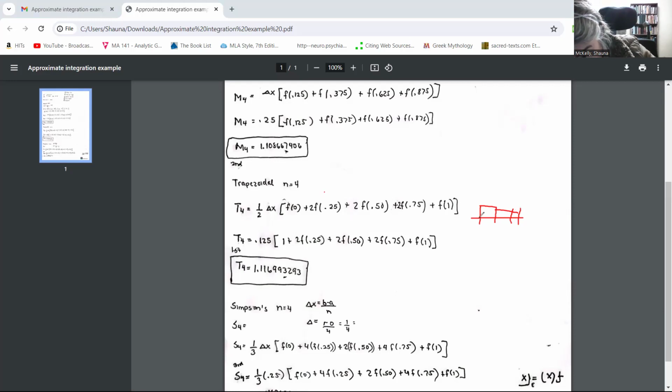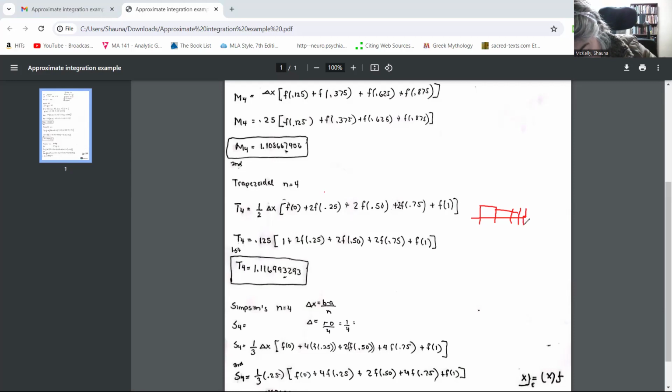I'm making 3 trapezoids. So this is my 0, this is my 0.25. I'm sorry, my 0 and then my 0.25, my 0.5, my 0.75, and then my 1 out here, right?